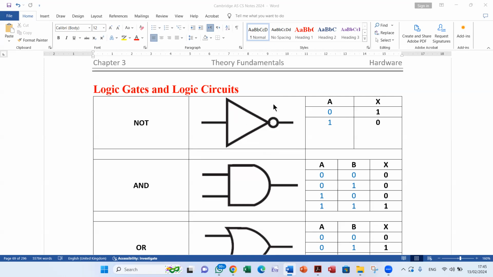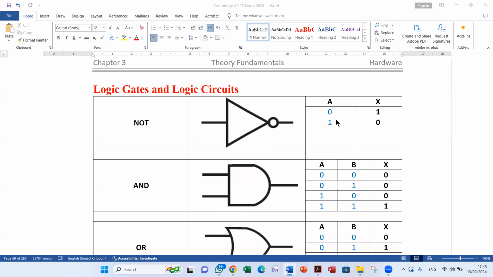Okay? The NOT gate is a triangle like this, and this is supposed to be the input. That circle represents the NOT function. What is that NOT function? If 0 is input, the output will be 1. If 1 is input, the output will be 0. It is just the opposite. A little bit similar to the negative sign in mathematics.